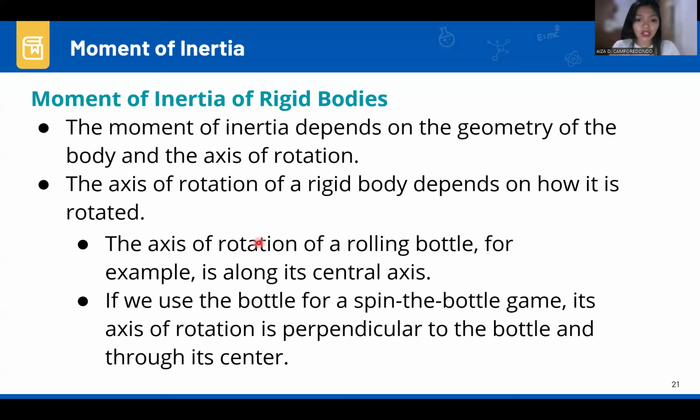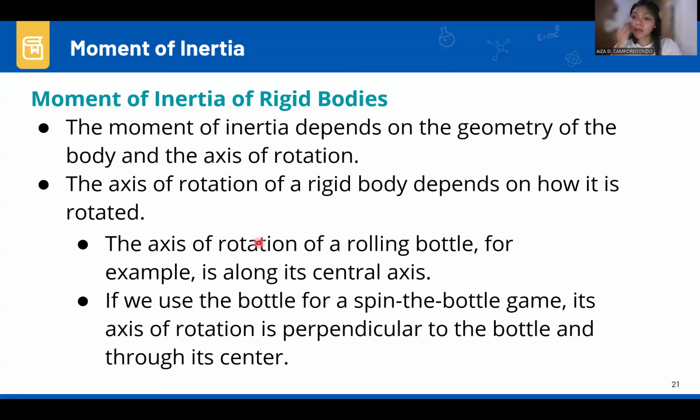However, if we're going to use the bottle for a spin the bottle game, its axis of rotation is actually perpendicular to the bottle and through its center. If you're going to use this bottle for a spin the bottle game, the axis of rotation is through the center of the bottle. So it is rotating like this in the spin the bottle game. The axis of rotation is through the center.